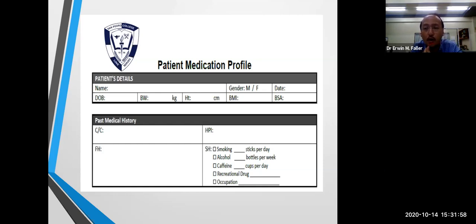So in terms of smoking, how many sticks per day; alcoholism, bottles per week; caffeine, cups per day. Recreational drug is more into drug abuse. So don't ask the patient, what are your recreational drugs? Because they may actually tell you that they are exercising because it's recreational, or that they are going to have video games, because that's recreational.